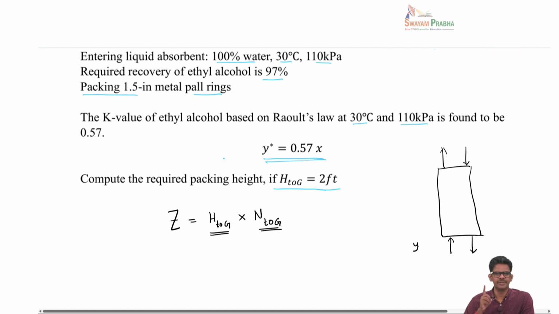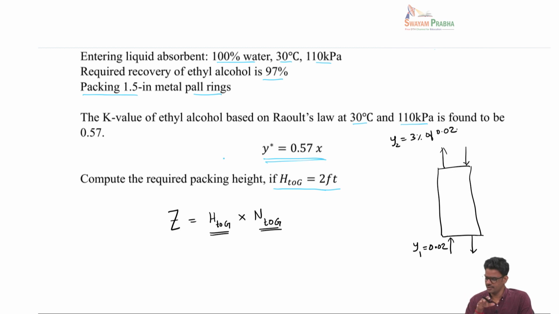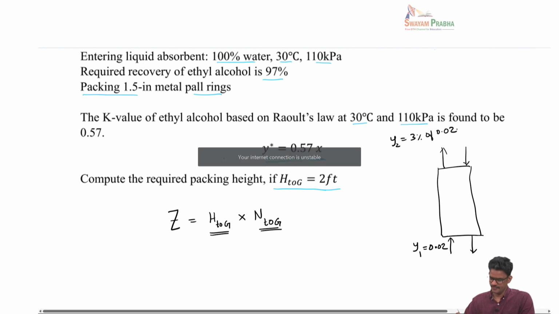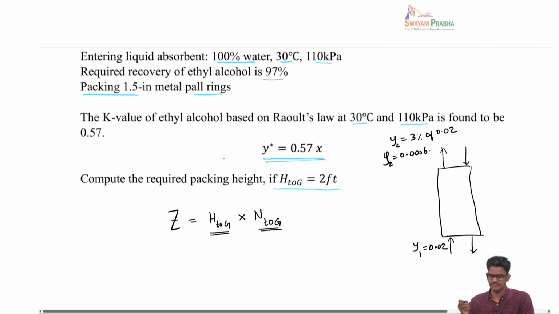So here the solute is ethanol, and whenever it's given in terms of percentage, it's mole percent. So Y1 is going to be 0.02, and Y2 is 3% of 0.02, because 97% has to be removed, so the remaining concentration will be 3% of the inlet concentration, which is 0.02. So essentially Y2 is 0.006.